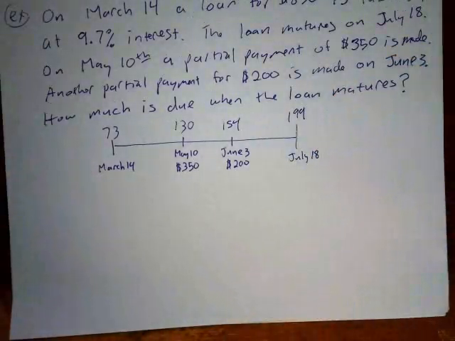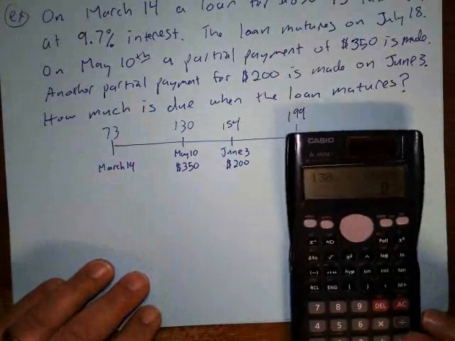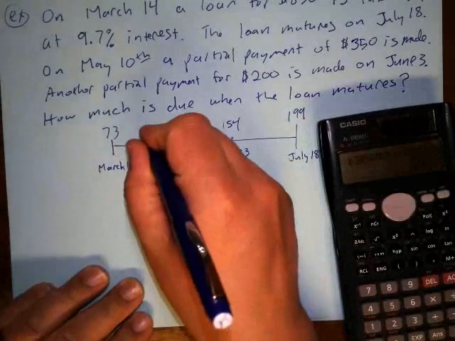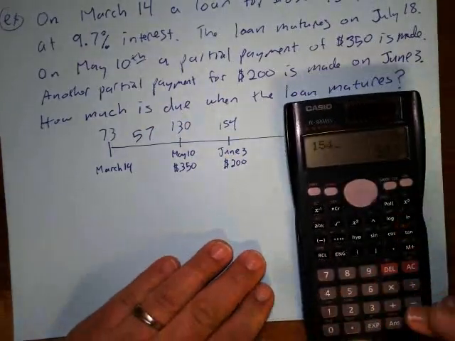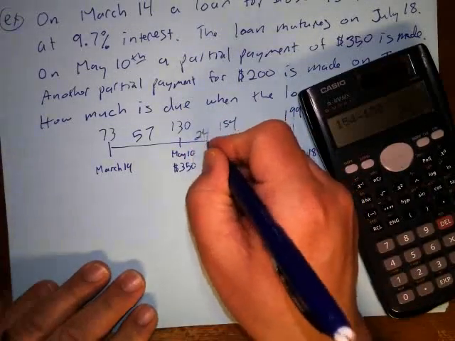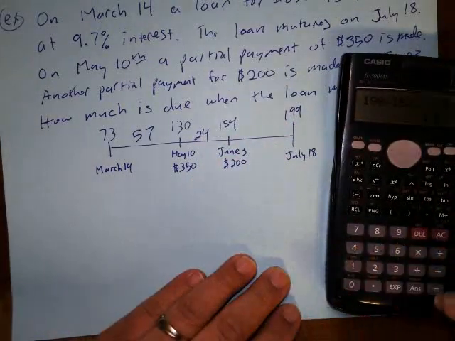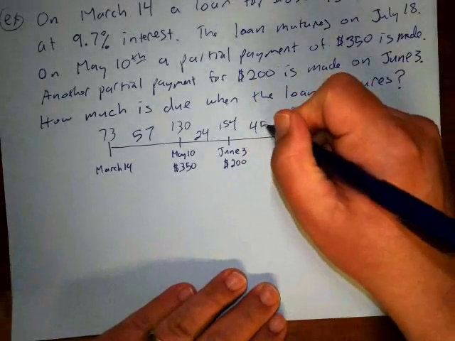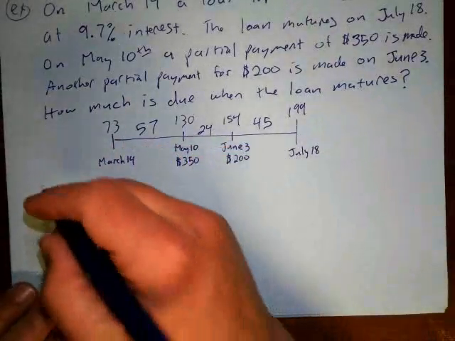Okay, so now I can use this calculator if I want. 130 minus 73. So this period is 57 days. And then 154 minus 130, that's 24 days. And then 199 minus 154, that is 45 days. Okay, so we got the 3 pay periods.